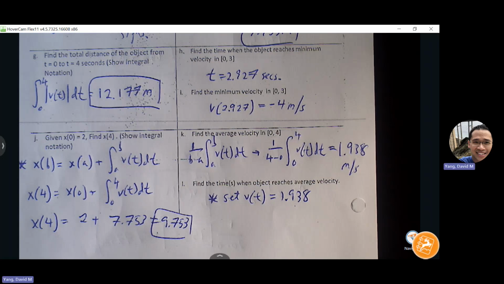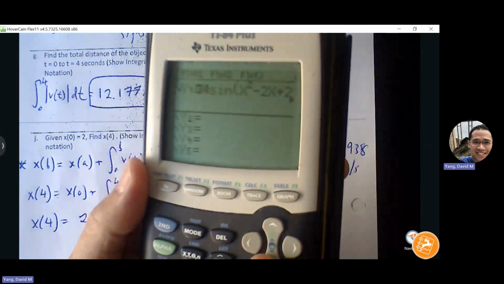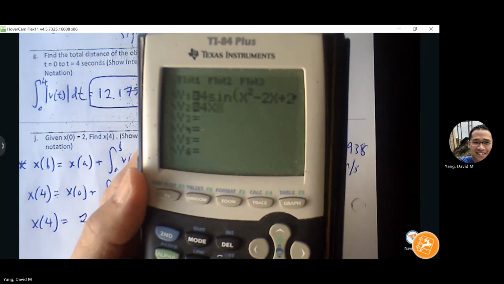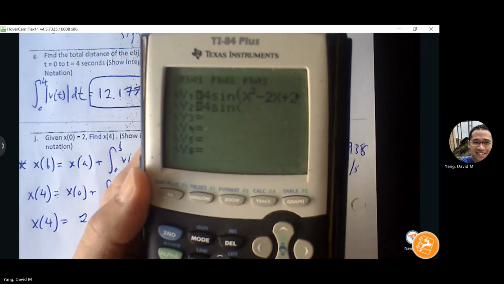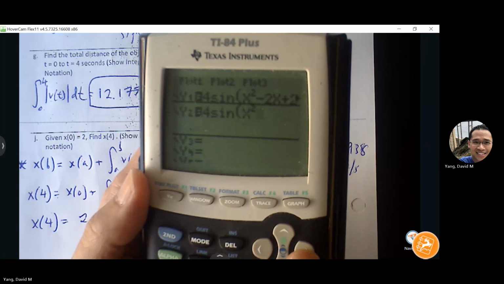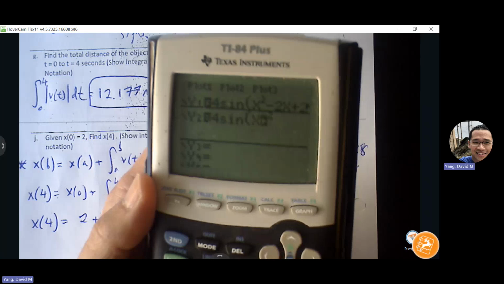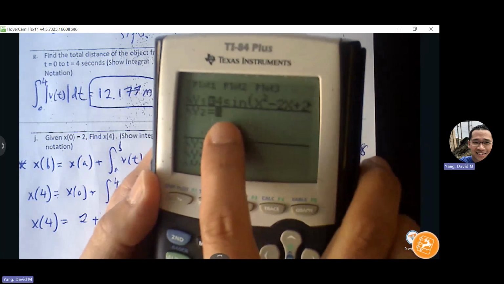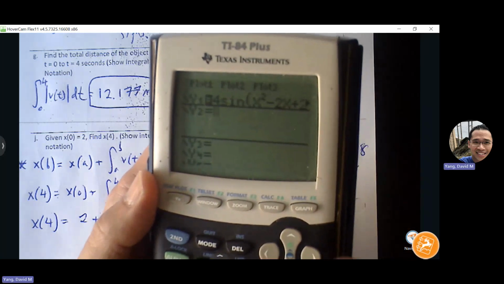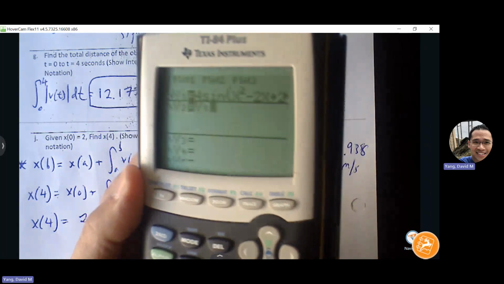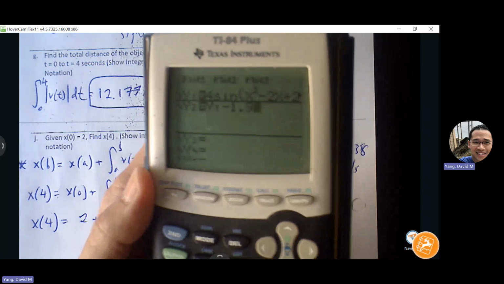Okay, so my strategy there is I'm going to sketch another graph. Actually, you know what? This is better. I could just call y1, that way I don't have to go back down. So second trace, y1. Let's just do y1 minus 1.938.